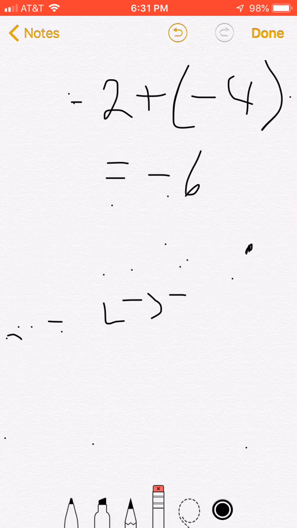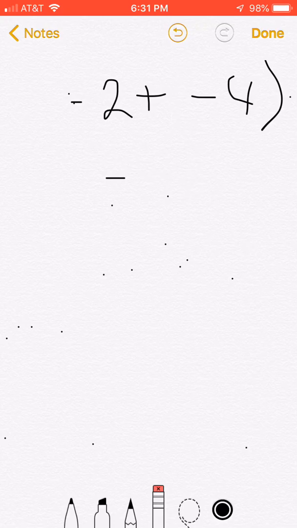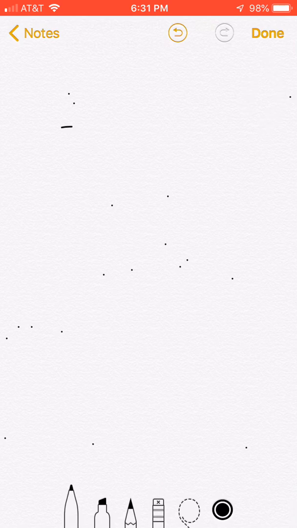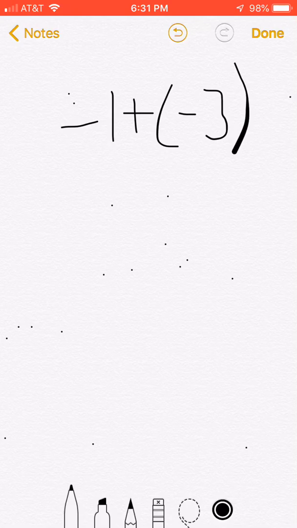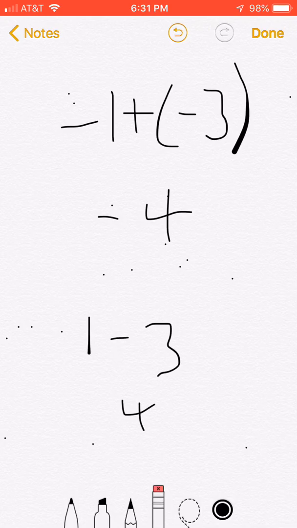We can try one more practice problem just in case. Let's do -1 plus -3. Well, 1 plus 3 is 4, and then we just add the negative sign. And 1 plus 3 is obviously 4.